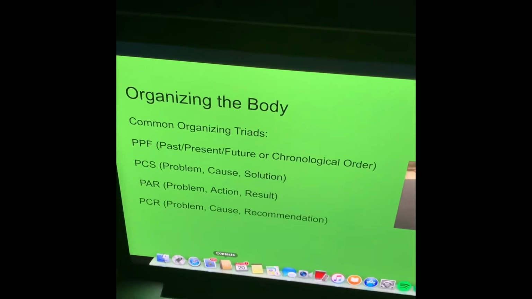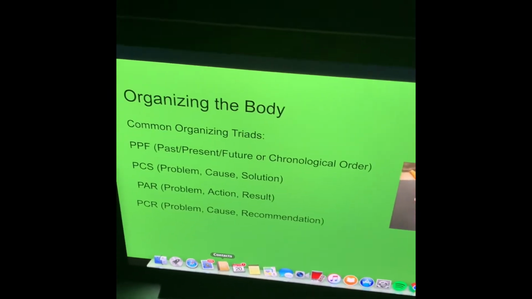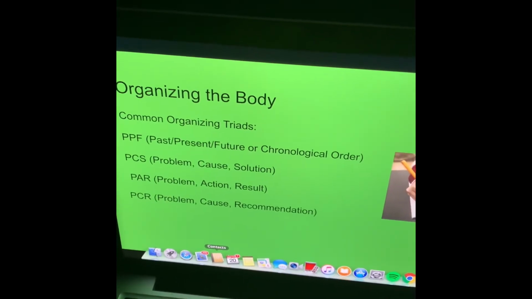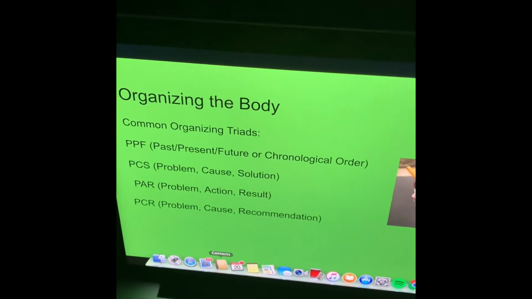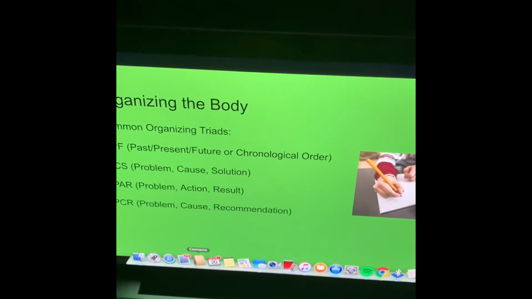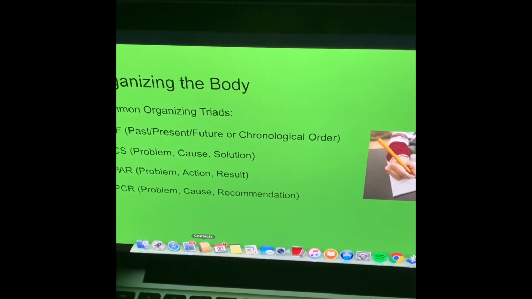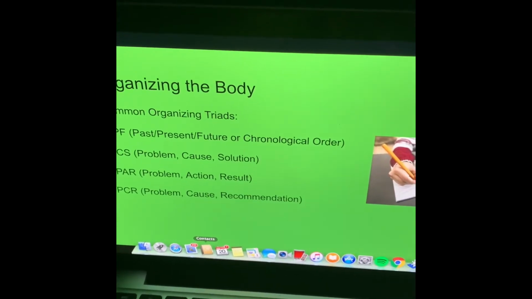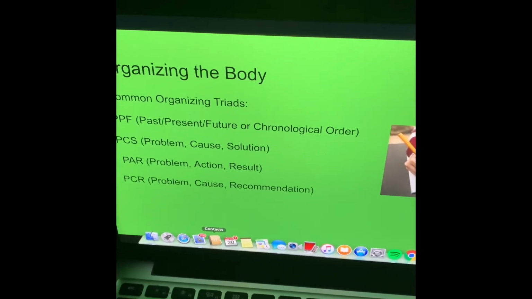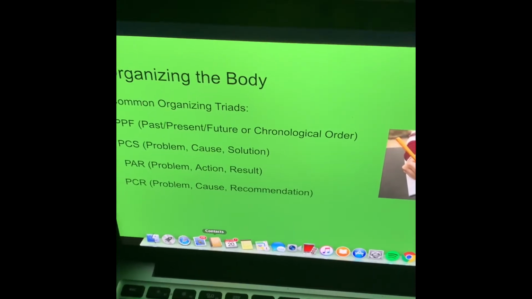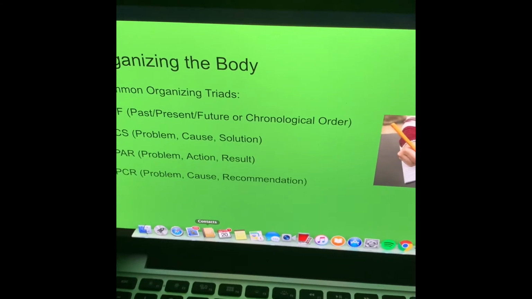Getting into the body and the bulk of the presentation, it is very important that the body of your presentation is organized properly. In order to properly organize the body of a speech, one should use what is called an organizing triad. These triads are 3-step processes on how to organize certain speeches. Some notable examples are PPF, which is past, present, future, or chronological order, PCS, which is problem, cause, solution, PAR, which is problem, action, result, PCR, which is problem, cause, recommendation. There are many more, and for each type of speech, it varies.